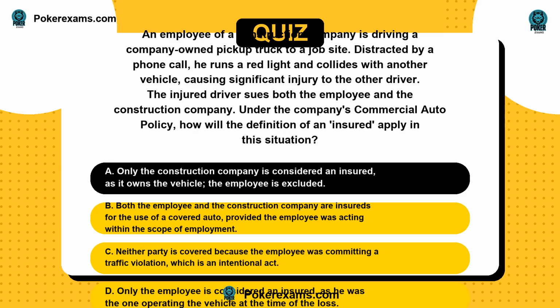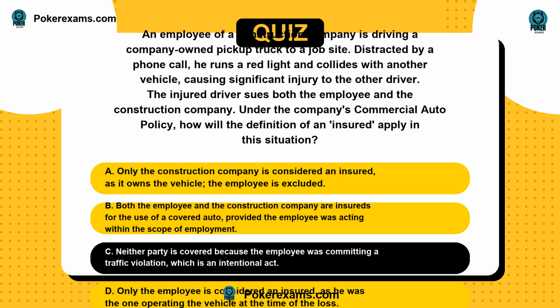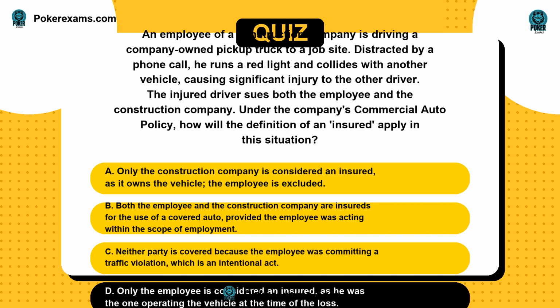Is it A, only the construction company is considered an insured, as it owns the vehicle, the employee is excluded? Or B, both the employee and the construction company are insureds for the use of a covered auto, provided the employee was acting within the scope of employment? C, neither party is covered because the employee was committing a traffic violation, which is an intentional act. Or D, only the employee is considered an insured, as he was the one operating the vehicle at the time of the loss.